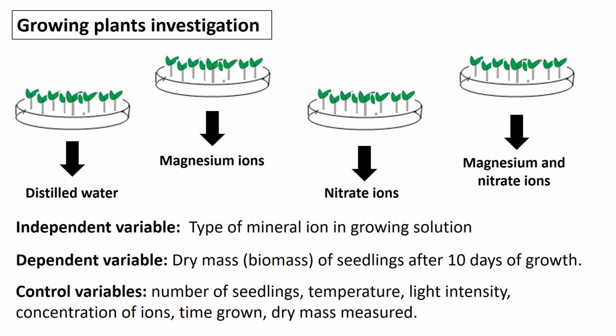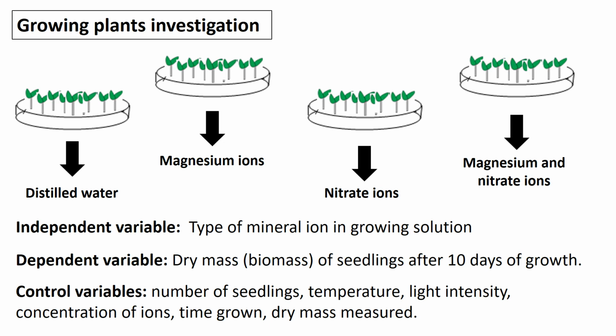For example, you could use the length of the seedlings, but you could also measure their biomass, which remember is the dried mass of the seedlings. So you'd remove the water, dry them out, and then just measure their actual dry mass. So that would tell you how much growth had happened in those seedlings.